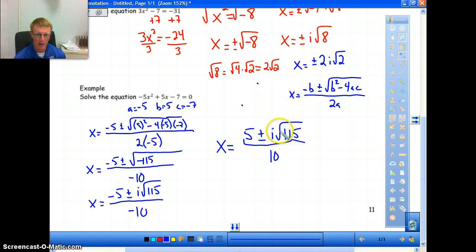When you're reducing a radical, what you're looking for is factors of the number under there that will be a perfect square. We will work on that a little bit more. It's not going to be a huge deal one way or another, but up here, 8 can be reduced into perfect squares, so that's why we had to do that. 115 doesn't have any factors that are perfect squares, so therefore you're done there.